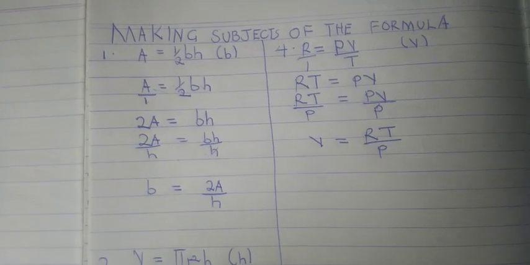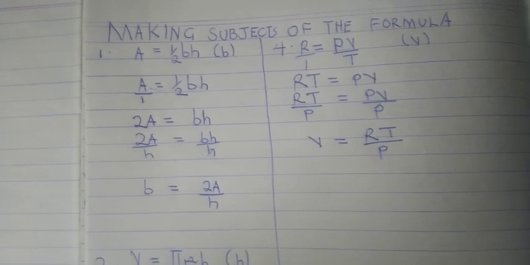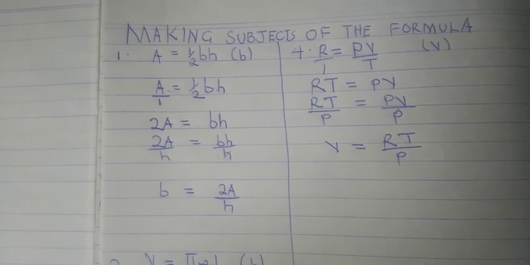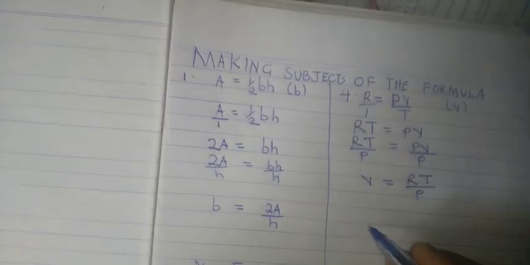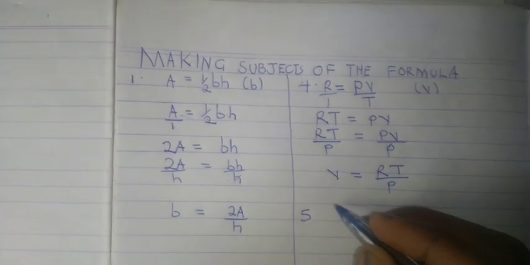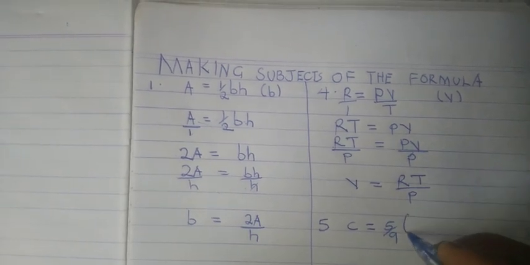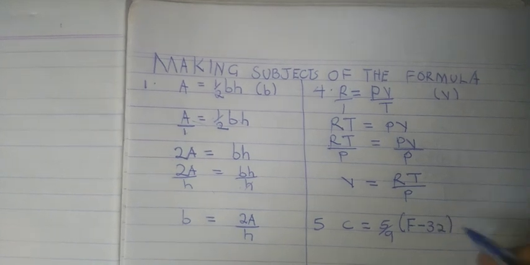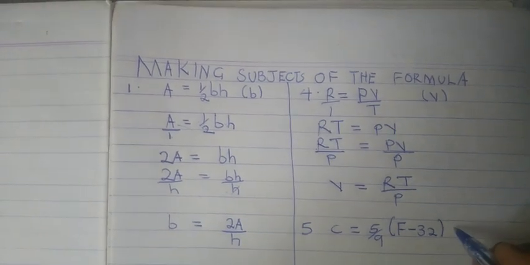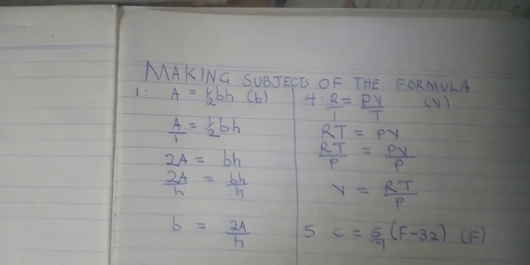So simply that's how we make the subject of the formula. We make sure the term given to you stands independent on its own side. So let us have also this, maybe our C equals 5 over 9 into F minus 32. They tell you, in this case, make F the subject of the formula. They want us to make F the subject of the formula.